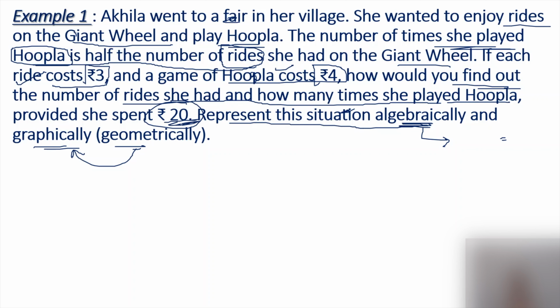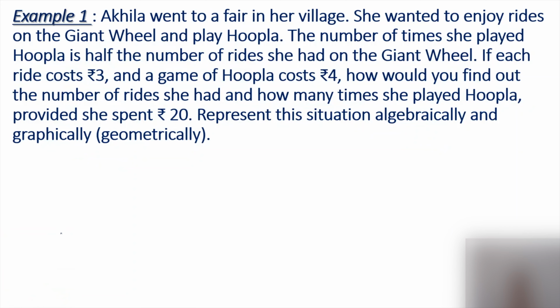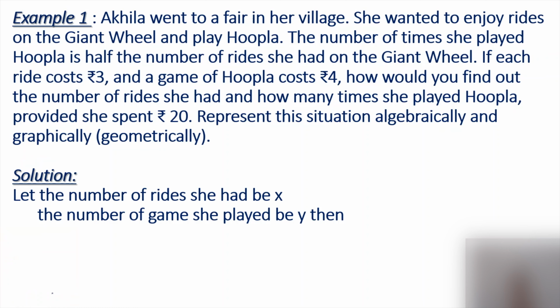Let's try to write this situation algebraically. So here we have two things that we need to find: the number of rides she had and the number of times she played hoopla. These we want to find out. So very first, whatever we want to find out, we'll consider it as a variable. Let the number of rides she had be x and the games she played be y.